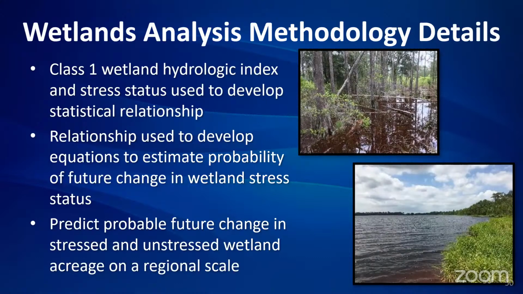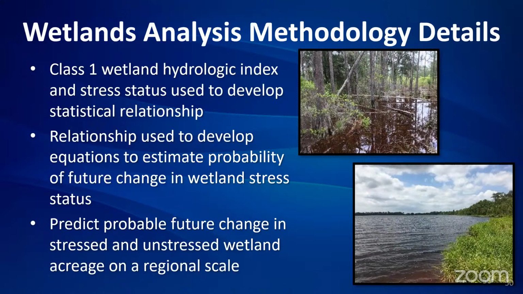The hydrologic index and the stress status for each Class 1 wetland will be used to develop a statistical relationship. This relationship will be used to develop risk analysis equations to estimate the probability or risk of future change in ridge and plains wetland stress status. Using the results from the ECFTX version 2.0 model runs, these equations will predict the probability of the future change in acreage of stressed and unstressed Class 1, 2, and 3 ridge and plain wetlands on a regional scale. And what I mean by a regional scale is that this is a big picture analysis and can't be applied to the local scale or to a particular wetland.